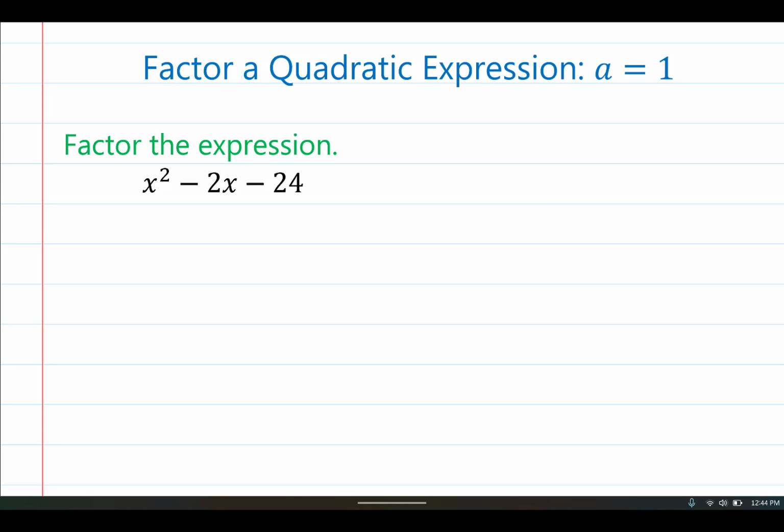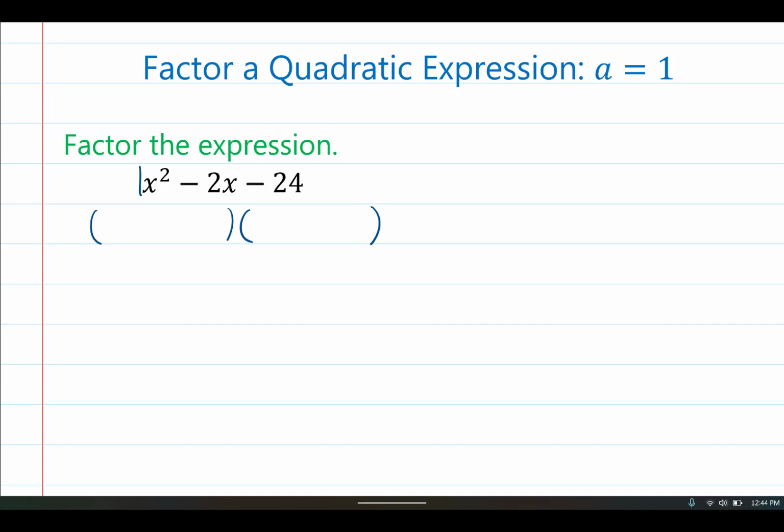Welcome back, mathematicians. In this video, we are going to factor a quadratic expression with three terms where the leading coefficient, or a, is equal to 1. So when we factor a quadratic expression with three terms, we will have factors that are two terms each. We call those binomials.